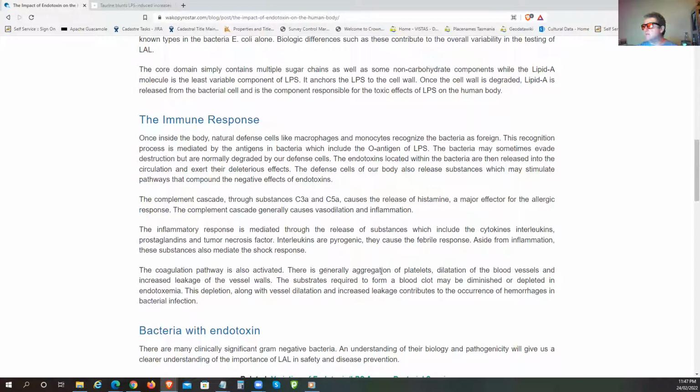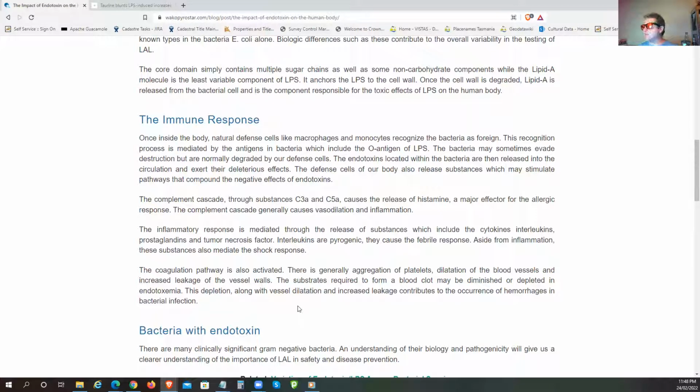There's generally platelet aggregation. Grounding is really good to reduce platelet aggregation, and also good levels of sulfur in your diet as well, which is taurine. There's also dilatation of the blood vessels and increased leakage of the vessel walls, which is not a good thing in that regard. But animal foods do help in that regard as well.